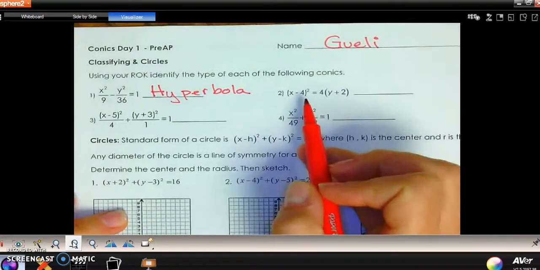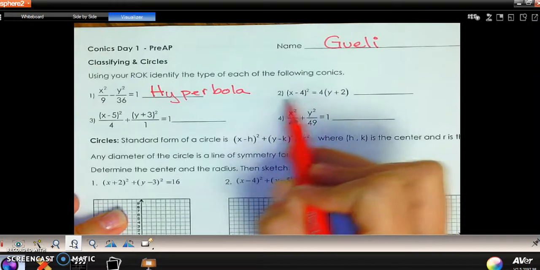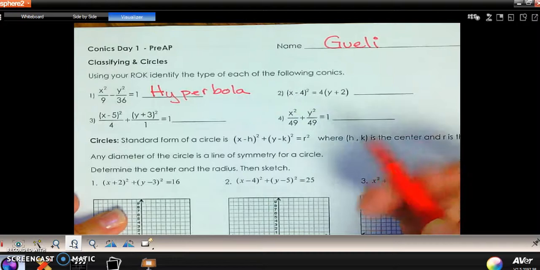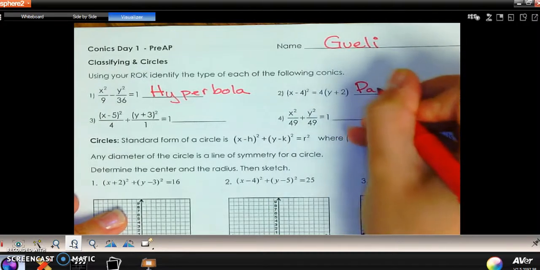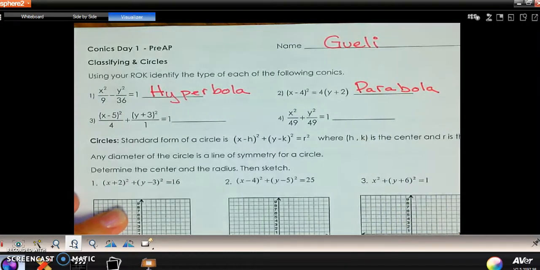In number 2, are there two squared terms? Well, I've got an x squared, right? If I FOILed that out, I'd end up with an x squared. But I don't have a y squared. That means that it's a parabola. If there's only one squared term, it doesn't matter if it's x or y, it's going to be a parabola. We'll talk about what that means in a couple days.